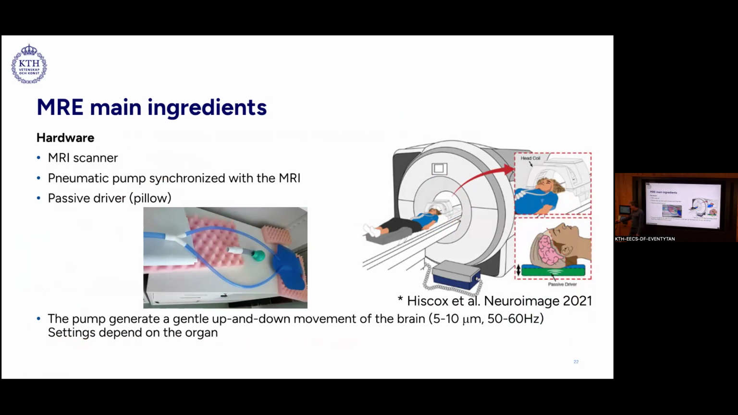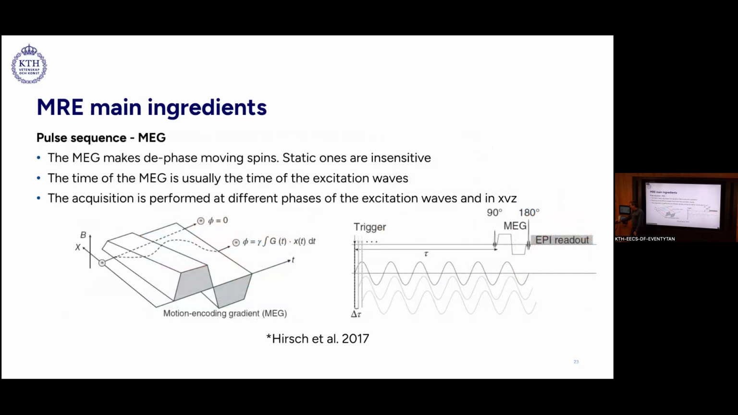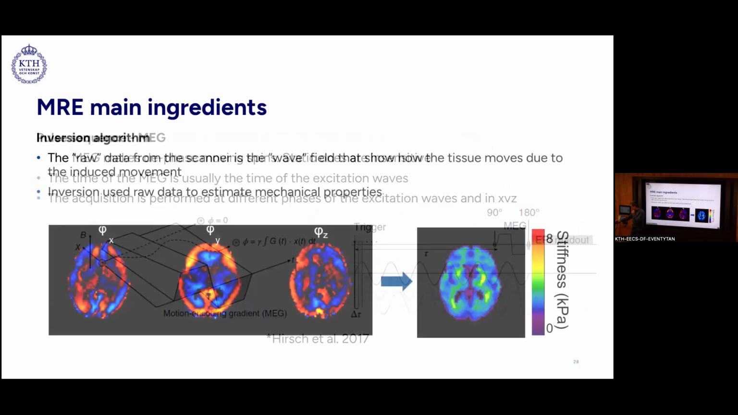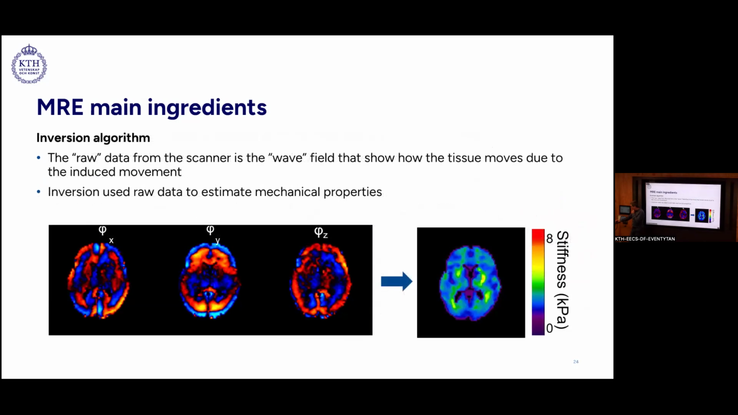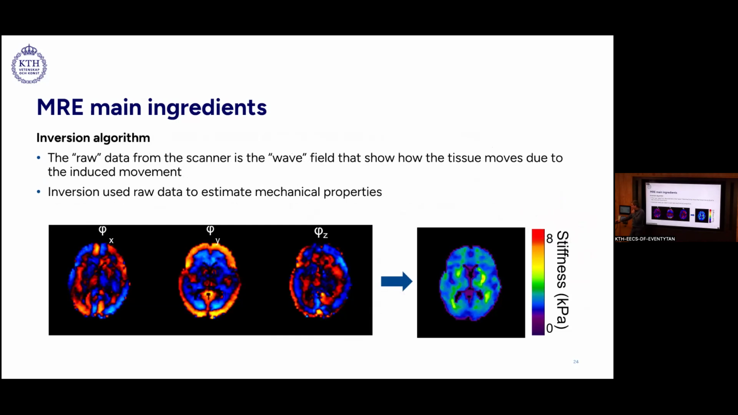And the motion is not super. The feeling is more like, I don't know, you haven't been there, it was some other people. The feeling is like these electrical toothbrushes. A little bit more than that, but it's not that dangerous, let's say. And then, of course, you need to program the MRI to synchronize these motions. And then the next step is to get the stiffness using an inversion algorithm.